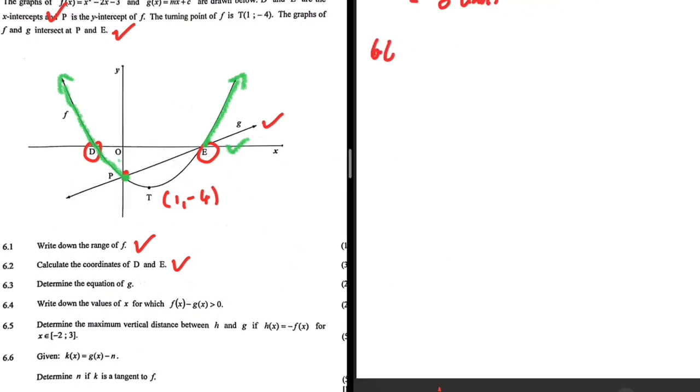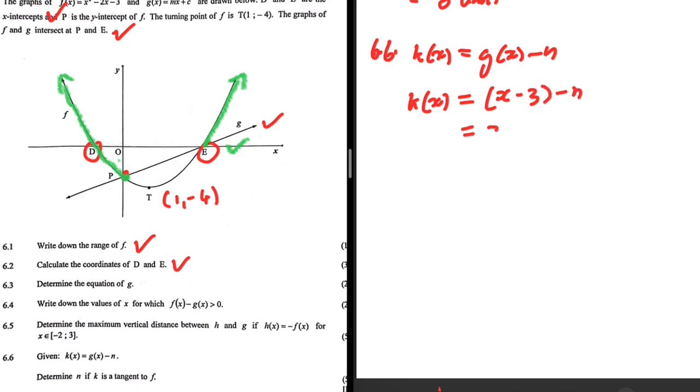The last question, let's take a look at that. Given that k of x is equal to g of x minus n, determine n if k is a tangent to f. Right, k of x is equal to g of x minus n. So let's substitute g of x first here and see what we have. G of x, we know that it is x minus 3. We calculated it before. Minus n. So k of x is x minus 3 minus n. So determine n if k is a tangent to f.